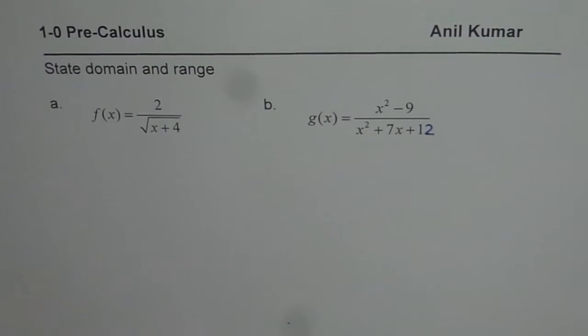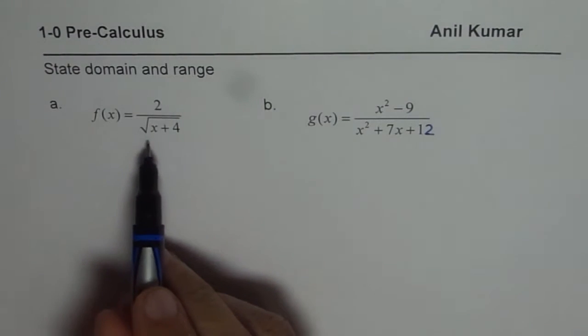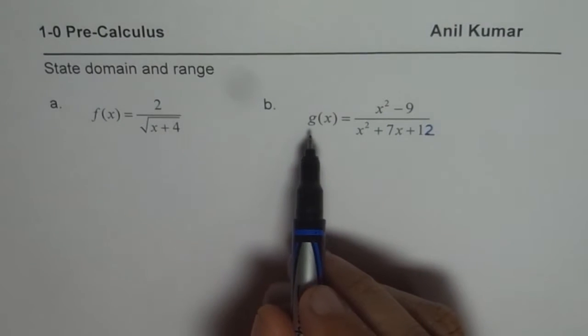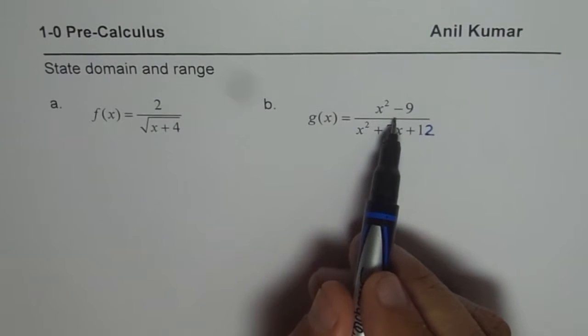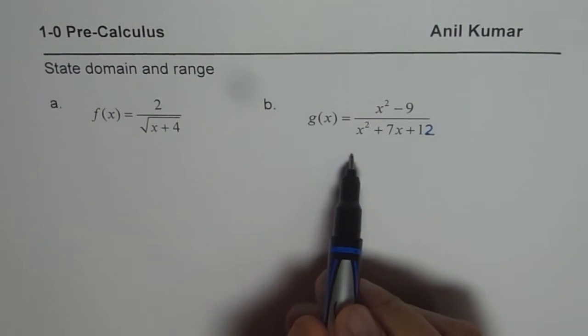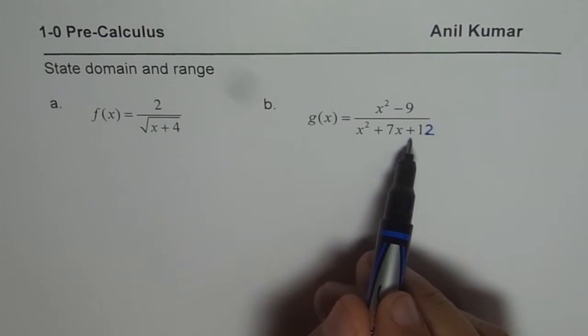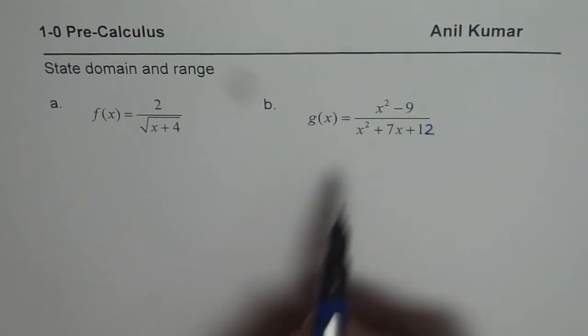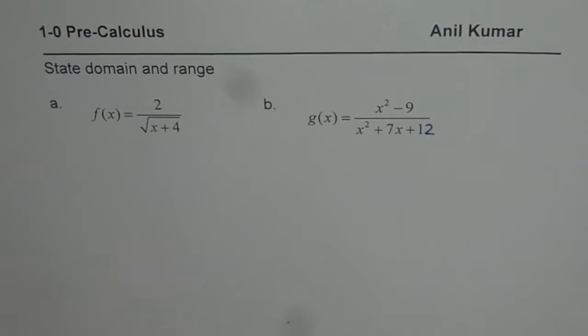The question here is: state the domain and range. We have two different functions given to us. The first one is f of x equals 2 over the square root of x plus 4. The second one is g of x equals x squared minus 9 divided by x squared plus 7x plus 12. You can pause the video, write down their domain and range, and then look into my suggestion.